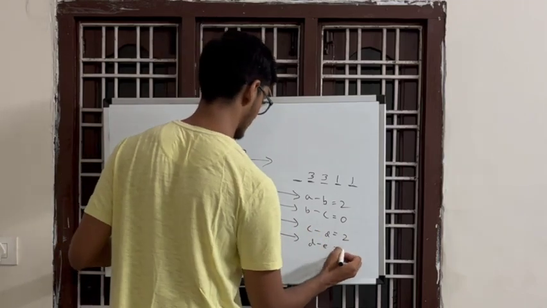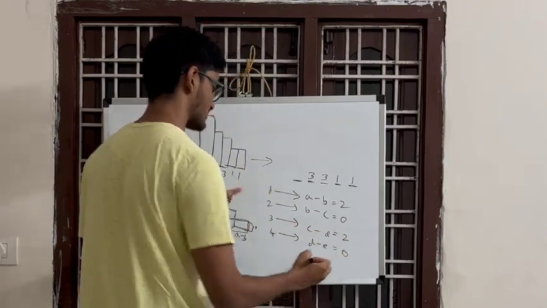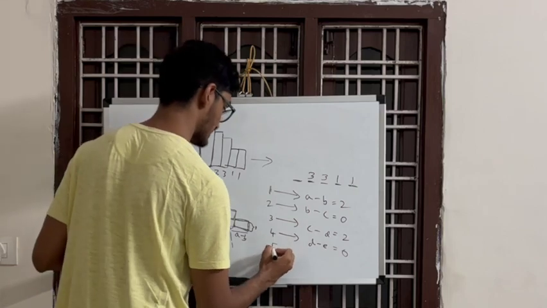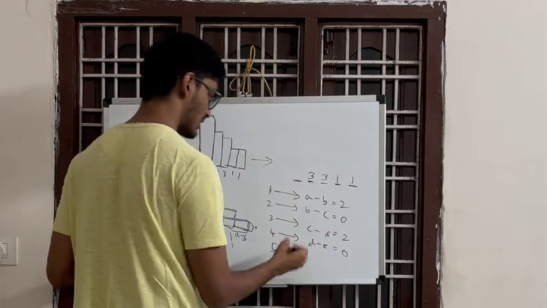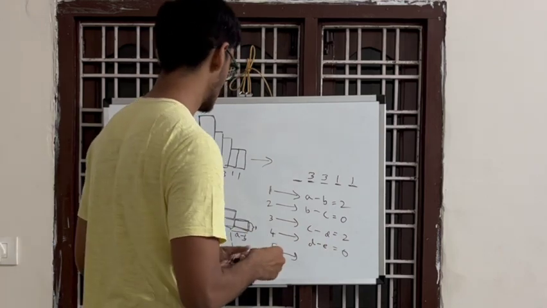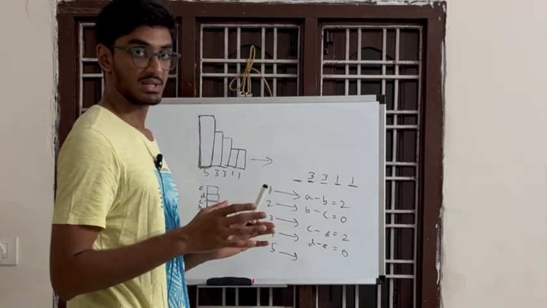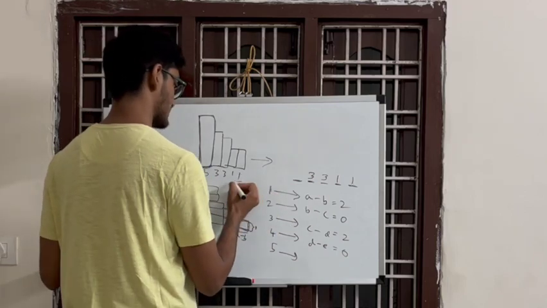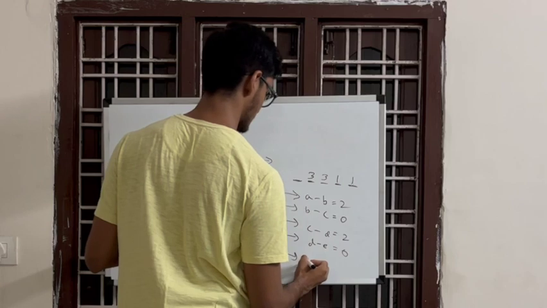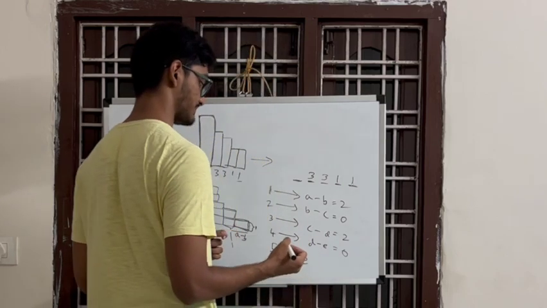For 4, it's 0 because 1 minus 1 is 0. So for 5, since there are 5 blocks here, there will also be 5 blocks here too. So how do you calculate the number of 5's? It's simple. The number of 5's will simply be equal to e.